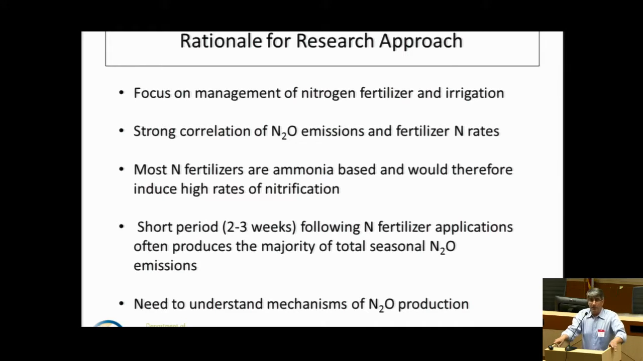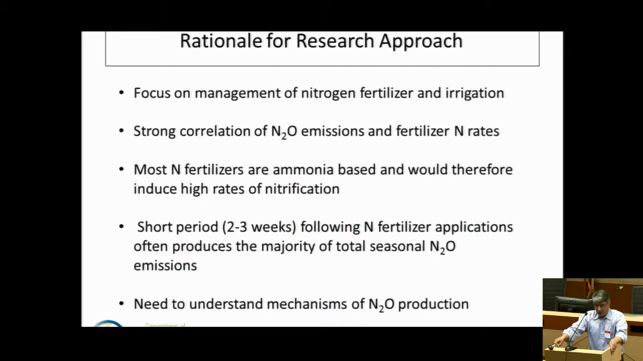It was very clear from the beginning that we would focus on nitrogen fertilizer and irrigation management. There's a very strong correlation between nitrous oxide emissions and fertilizer N rates. The evidence is overwhelming from hundreds of studies, actually thousands, more than 1,000 in the whole world. And irrigation is so central to California agriculture. Soil moisture regulates the microbial activity that is responsible for producing the nitrous oxide in the soil.